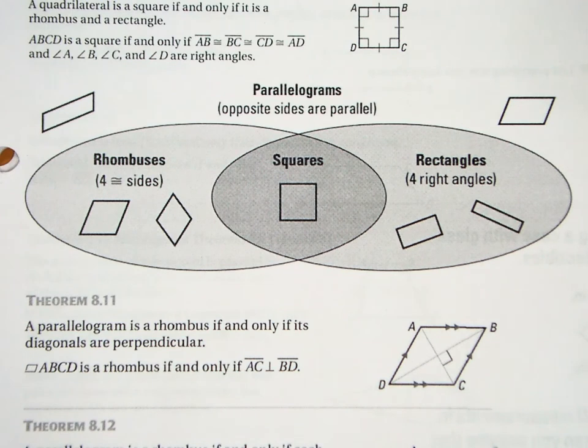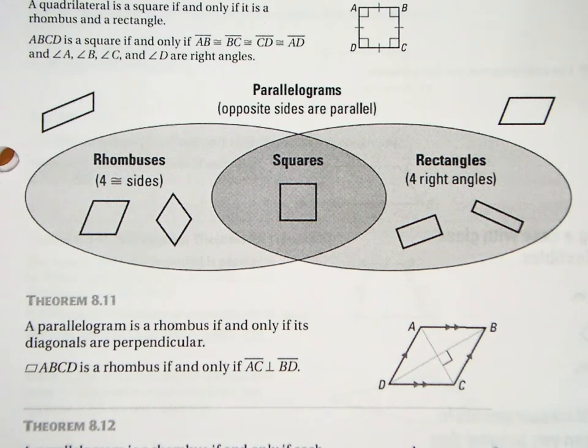If the parallelogram has four right angles, but not all four sides are congruent, it's a rectangle. Four right angles. Yeah, they're not here, but it tells you here. It's also known, just telling you in words. Okay? If both of these are true, it's a square. So a square is a rectangle and a rhombus and a parallelogram and a quad.